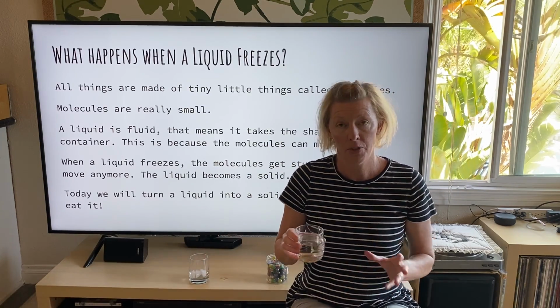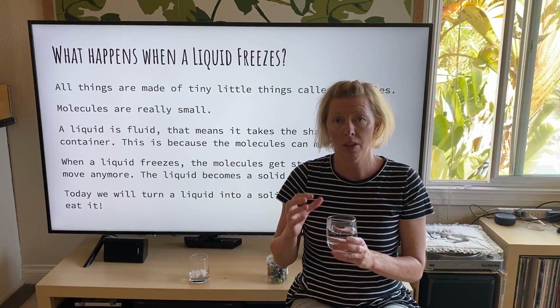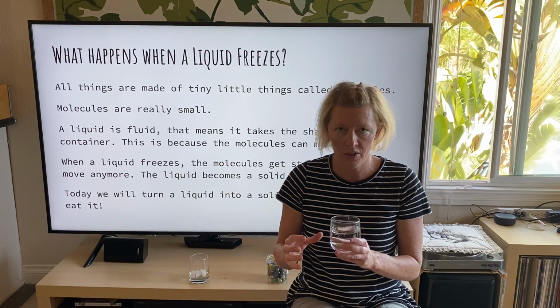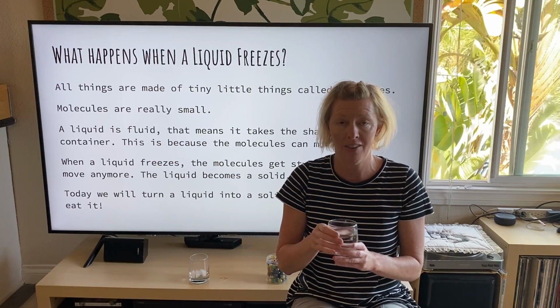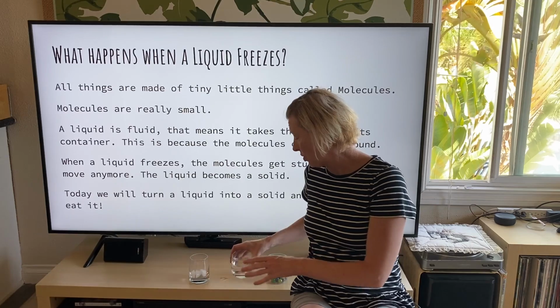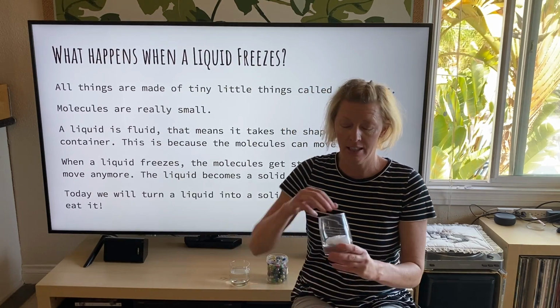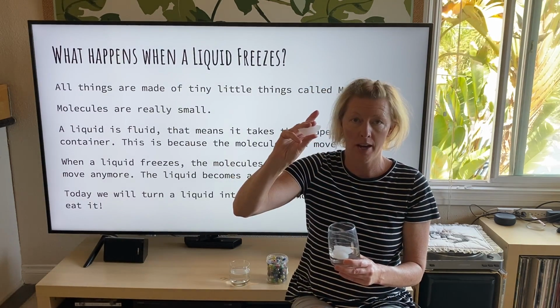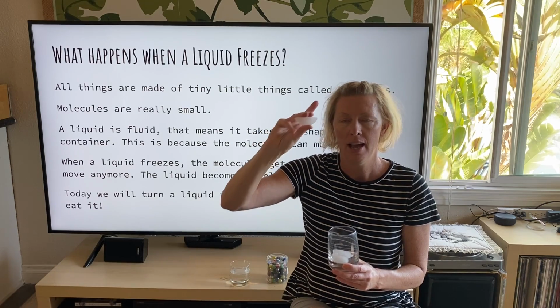Well, when something freezes, the molecules get really, really cold. And they get so cold that they stop moving around and they get stuck wherever they are. And that turns those molecules into a solid. So this was liquid water, but then I put it in the freezer and now it's a solid.